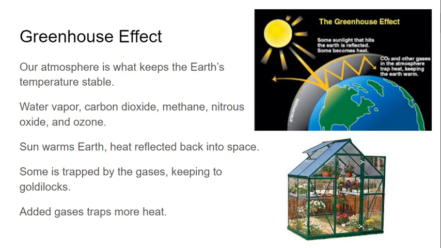The sun warms the Earth and some heat is reflected back into space. Some is trapped by the gases, keeping it at that Goldilocks temperature. But what's happening is we are starting to add more of these gases into our atmosphere than normally exist. So us humans, we are adding things like carbon dioxide and methane to our atmosphere. These added gases make it trap more heat. So less heat is able to escape and more heat is getting trapped around our Earth's surface, making it warm up.